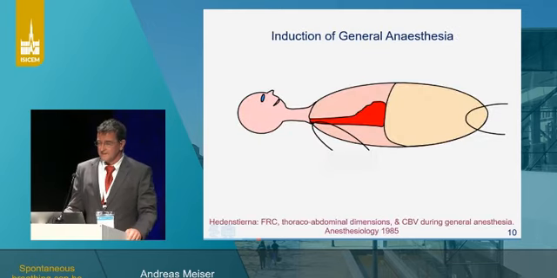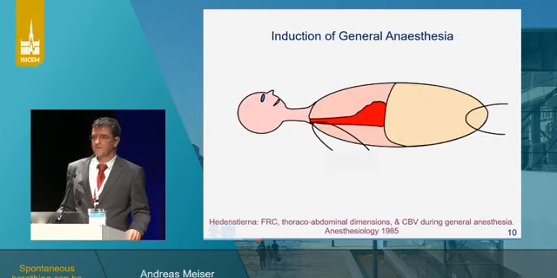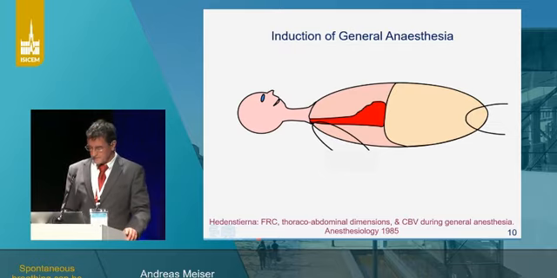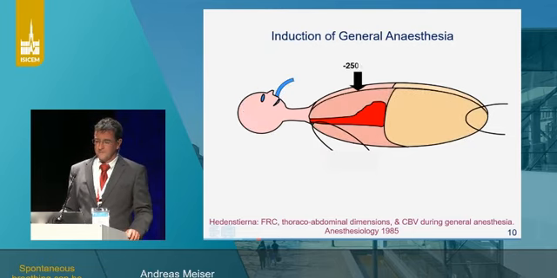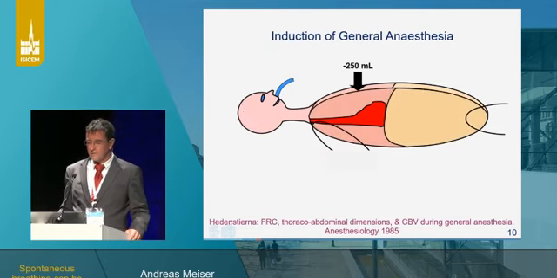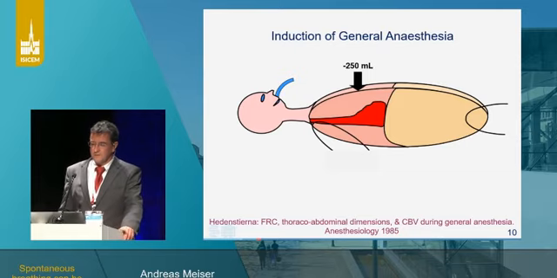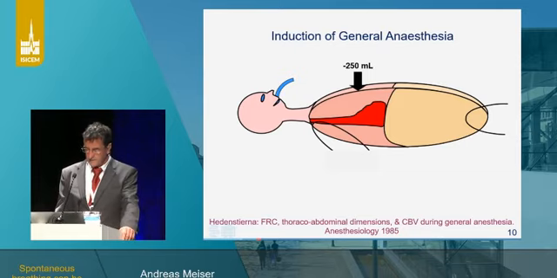But this does not mean that spontaneous breathing is impossible. What do we do to our patients? First, when we intubate them, the thorax wall will fall down. This will reduce thorax volume by 250 milliliters.